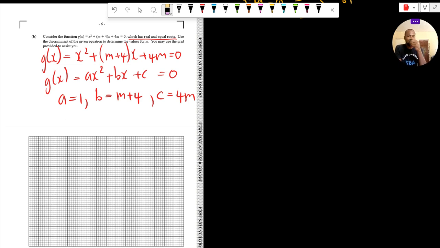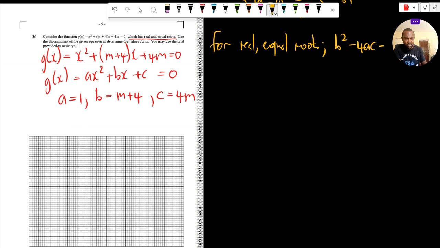So let's proceed. Now, they basically told us that this quadratic has real and equal roots, and we must remember exactly what that means. Now, we're talking about the discriminant of the quadratic, and you must remember for real equal roots, the discriminant b squared minus 4ac is equal to 0. So whenever the roots of a quadratic are real and equal, the discriminant b squared minus 4ac must equal 0. So let's proceed by doing this and see if I can actually find the value of m.